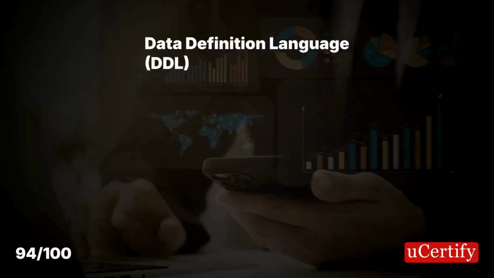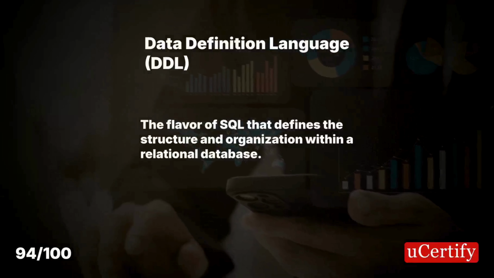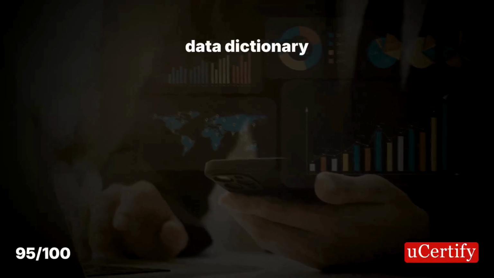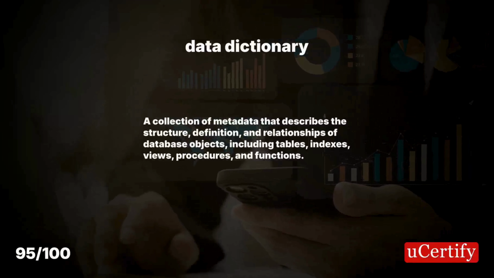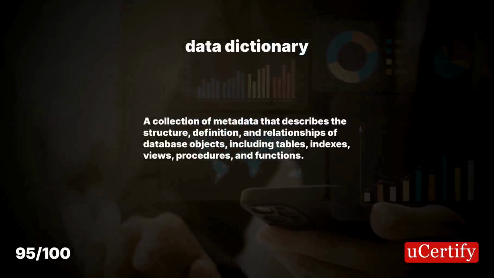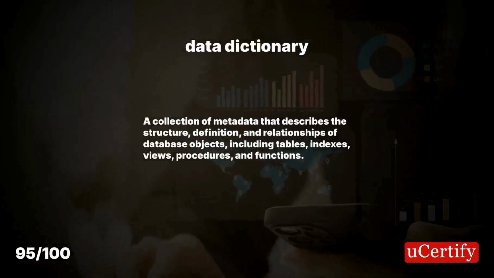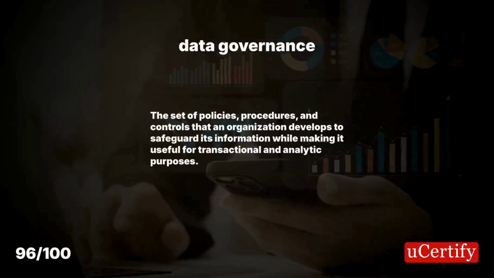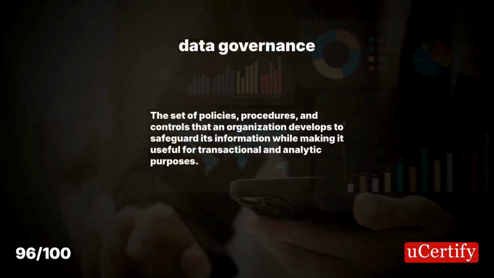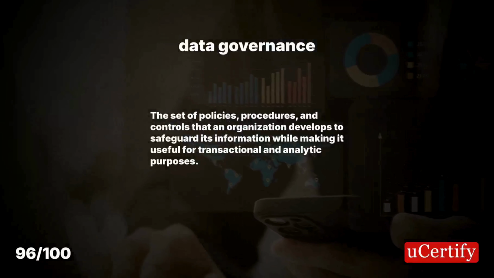Term: data definition language, DDL. Definition: the flavor of SQL that defines the structure and organization within a relational database. Term: data dictionary. Definition: a collection of metadata that describes the structure, definition, and relationships of database objects, including tables, indexes, views, procedures, and functions. Term: data governance. Definition: the set of policies, procedures, and controls that an organization develops to safeguard its information while making it useful for transactional and analytic purposes.